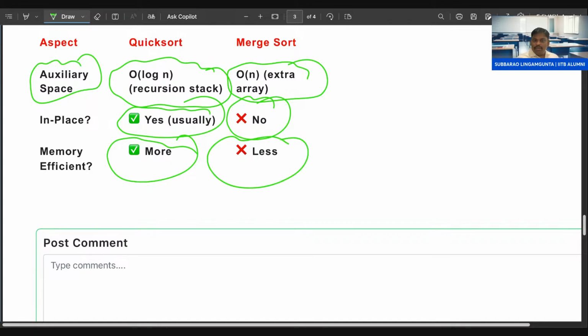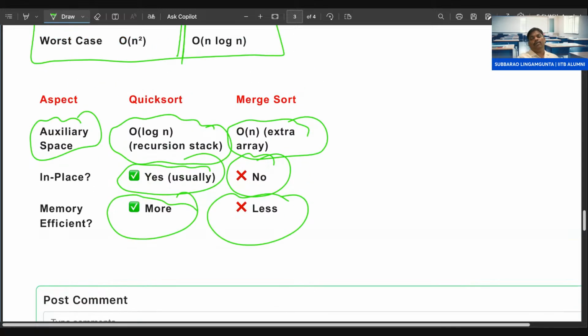From the space point of view, quick sort is better. From the fastness point of view, quick sort is better. Both follow the divide and conquer designing technique. Quick sort doesn't have a combine step, but merge sort has a combine step. But both have divide.